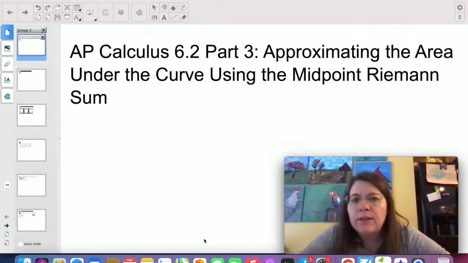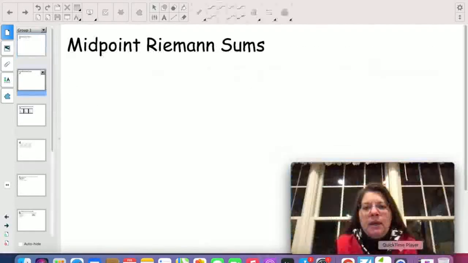This is AP Calculus 6-2, Part 3, approximating the area under the curve using the midpoint Riemann sum. First I'm going to give you a couple pictures to show you what the midpoint rule is. We looked at these when we were doing left and right Riemann sums, and they're very similar.